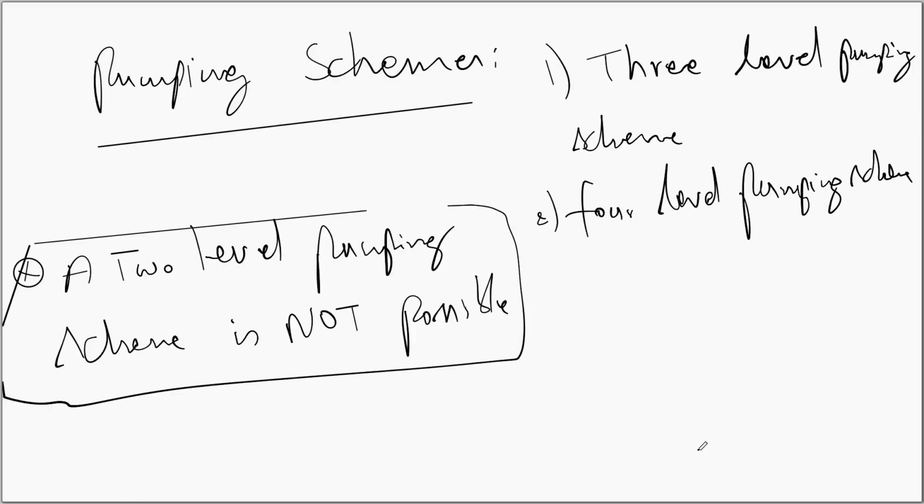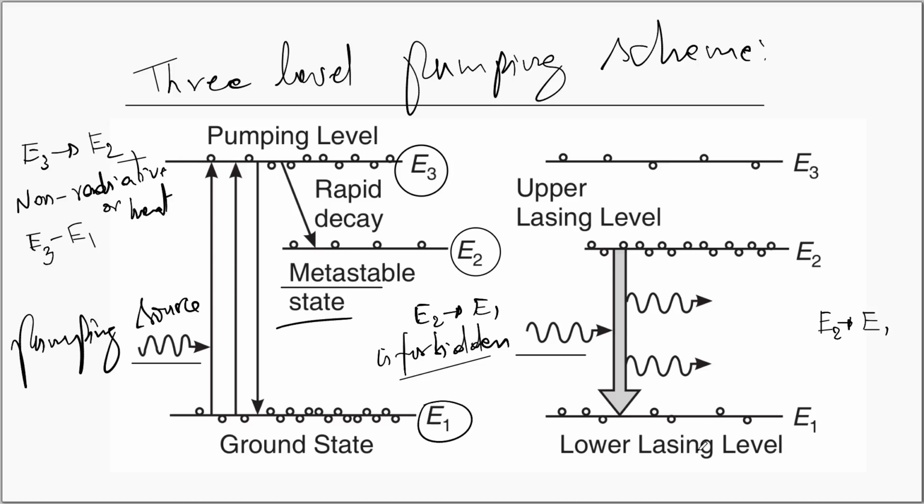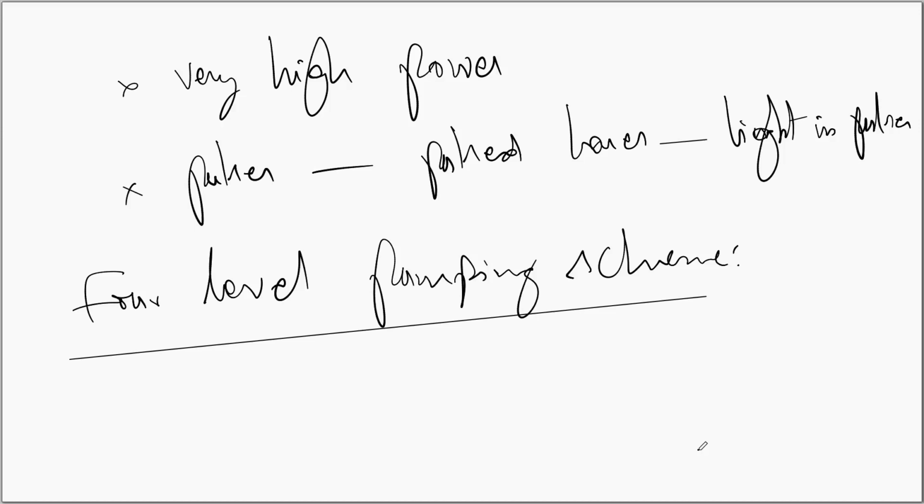We have seen the pumping schemes. There are two major pumping schemes, the 3-level pumping scheme and the 4-level pumping scheme. A 2-level pumping scheme is not possible. We have seen the 3-level pumping scheme with the help of a diagram. We have said that high power is required to pump energy into the active medium using the 3-level pumping scheme, and lasers that use the 3-level pumping scheme are generally pulsed lasers.